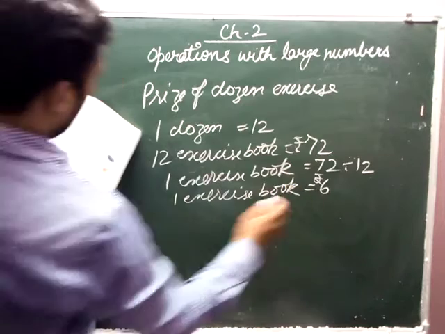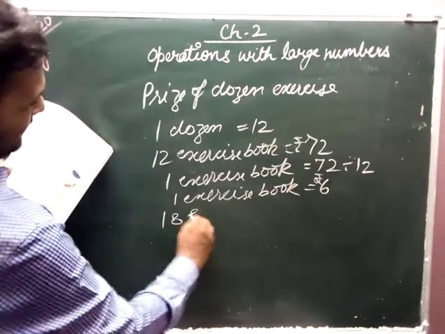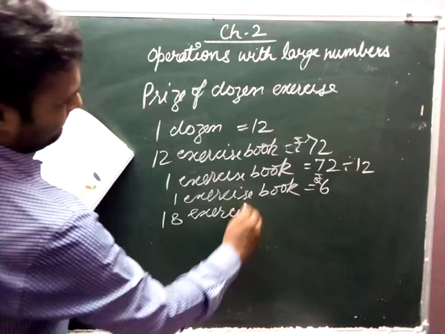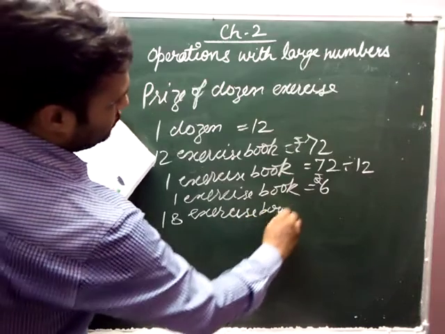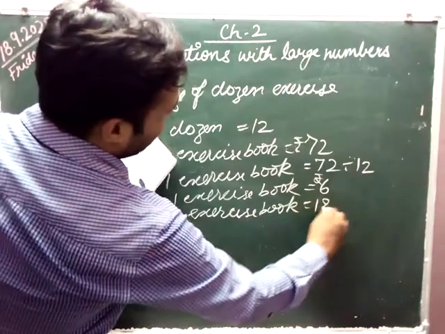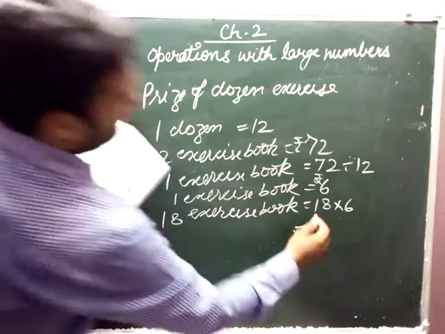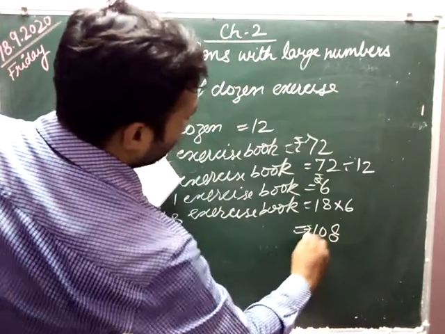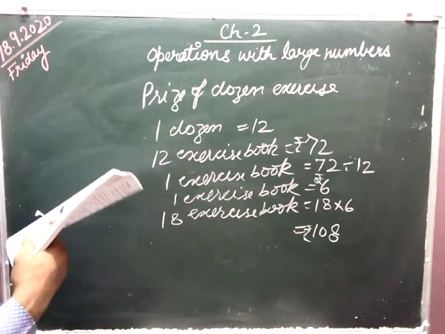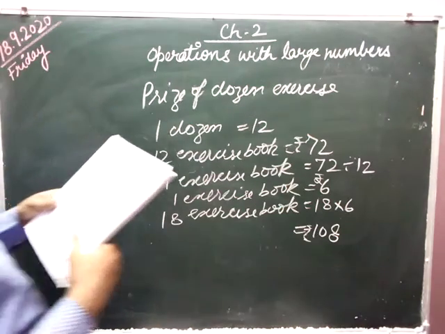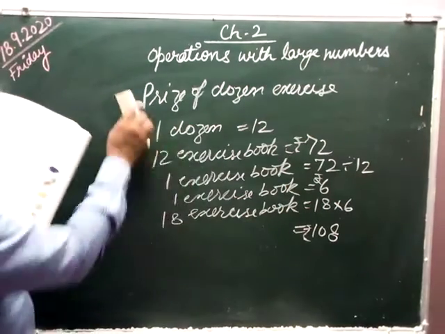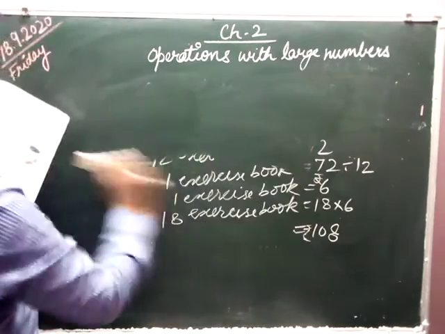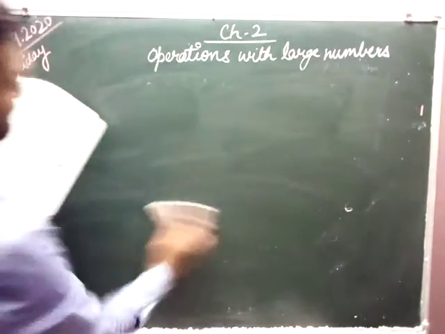So we have to find out the cost of 18 exercise books. 18 exercise books equal 18 multiplied by 6. When you multiply by 6, you get 108 rupees. In this way you can do the question. Now we will take another example related to these story sums.